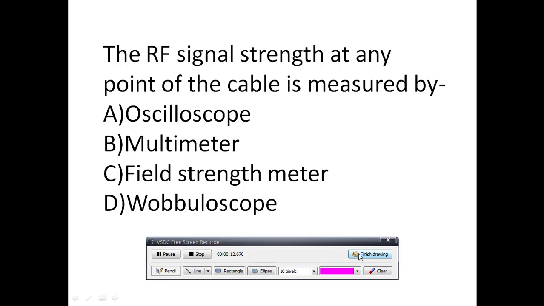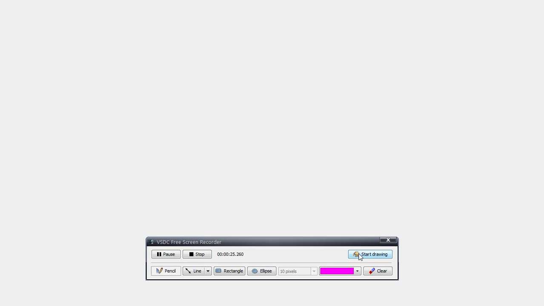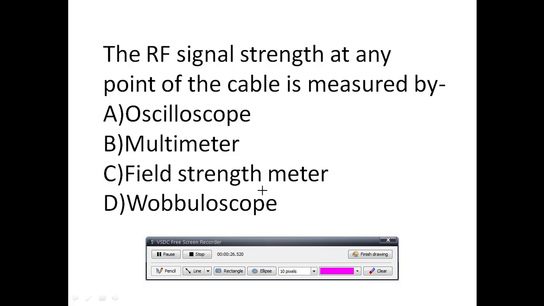First question starts. RF signal strength at any point of the cable is measured by. Options are oscilloscope, multimeter, field strength meter, obloscope. Here, the answer is field strength meter. You can say that field strength meter. The clear explanation regarding the things we will discuss now.